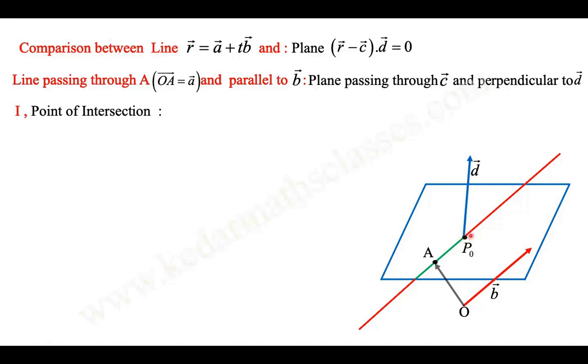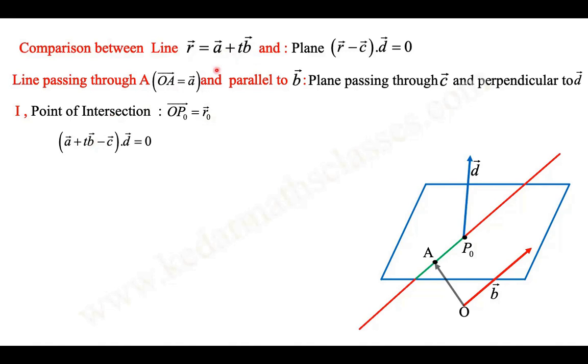Let me assume that this point of intersection is P naught. What is this point P naught? I want the position vector of the point P naught, right? But the position vector of P naught will definitely be one of the points on this line for some suitable t. So this point P naught, whose position vector I am assuming is vector R naught, I want to write the position vector, that is R naught. Now this is R naught, that is R naught is the same as a + tb for some suitable t.